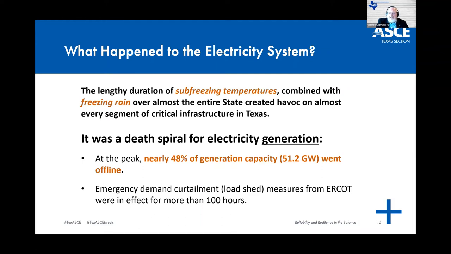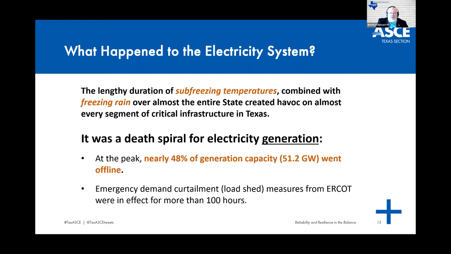As I said, nearly 48% of the required and expected generation capacity needing to be supplied, which was approximately 51.2 gigawatts of power, went offline. The majority of that generation capacity that went offline was thermal generation, and that thermal generation being coal, nuclear, and natural gas fuel generation. Natural gas, though, was the bulk of that total.